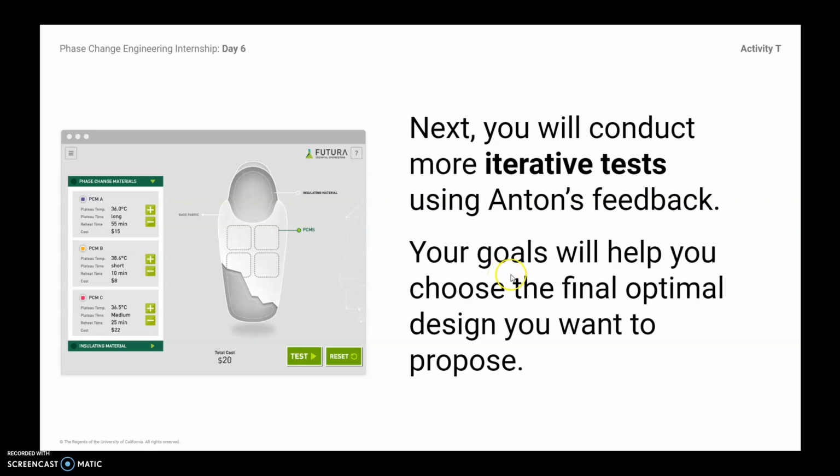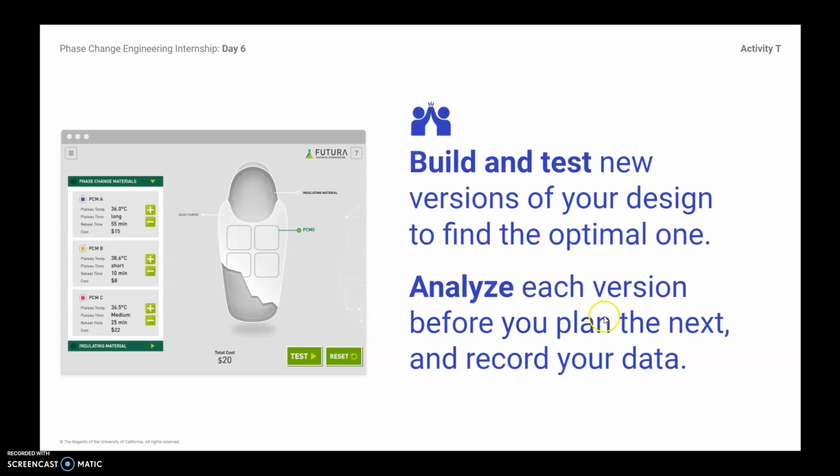So you're going to identify that your optimal design may end up being one you already completed in a previous test or a new one you do today. Remember, you have a limited time to plan and test these new designs. So you're going to build and test new versions of your design to find the optimal one. Analyze each version before you plan the next one and record your data.